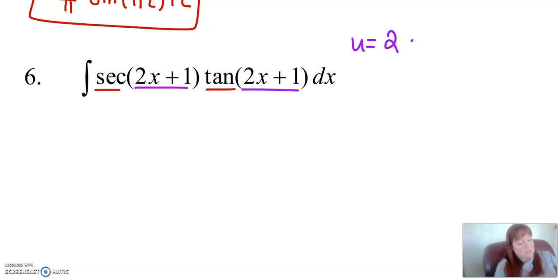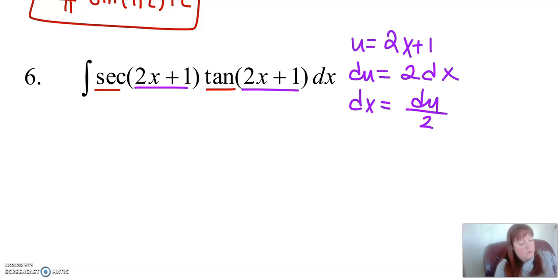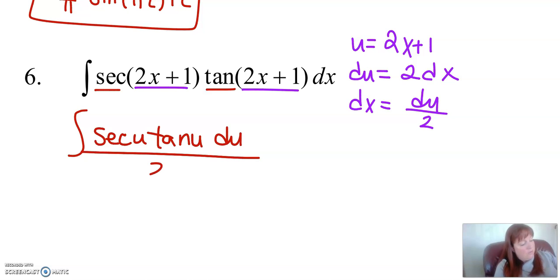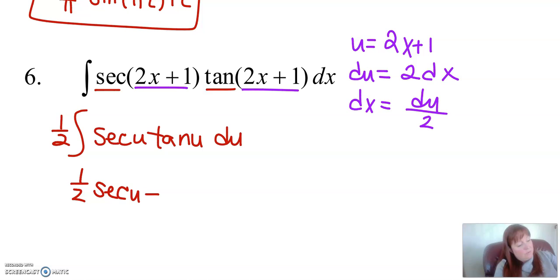a u substitution, so that's 2x plus 1, so du equals 2 dx, and then that means dx equals du over 2. So I can do my substitution now. So I have the integral of secant u tangent u du over 2. And since that's just a constant, I'm going to pull that out as 1/2 right here. Okay, now what's the integral of secant tangent? Well, that is secant. So I have 1/2 secant u plus c.